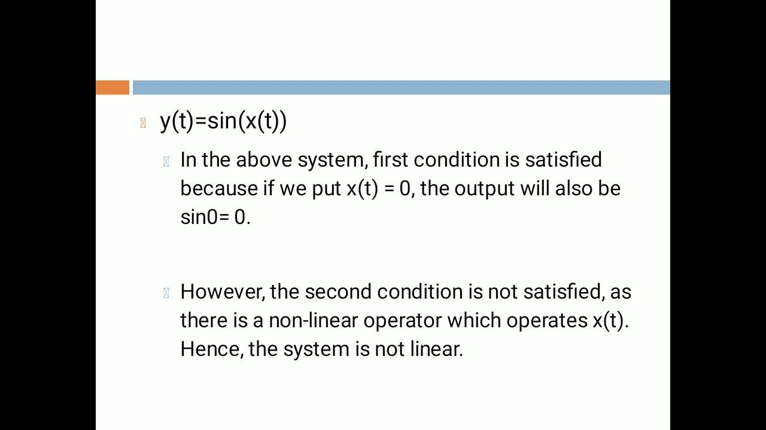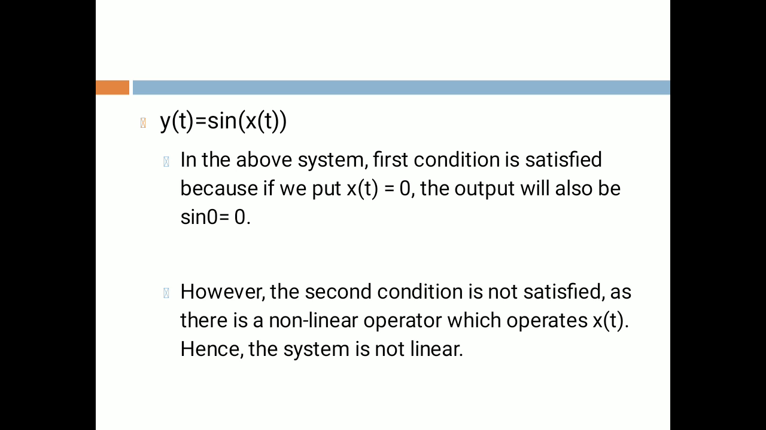Third example, y(t) = sin x(t). In this system, the first condition is satisfied because if we put x(t) = 0, the output will also be sin 0 = 0. However, the second condition is not satisfied as there is a non-linear operator which operates on x(t). Hence the system is non-linear.